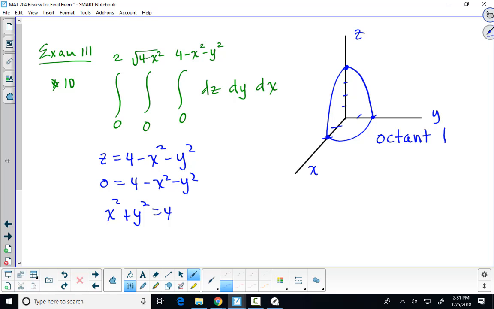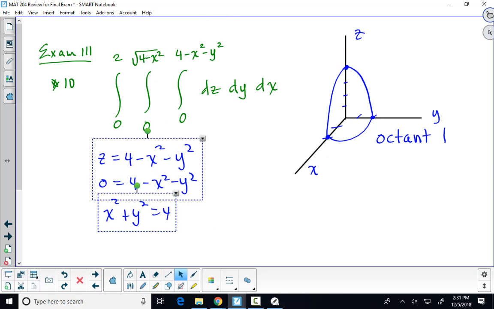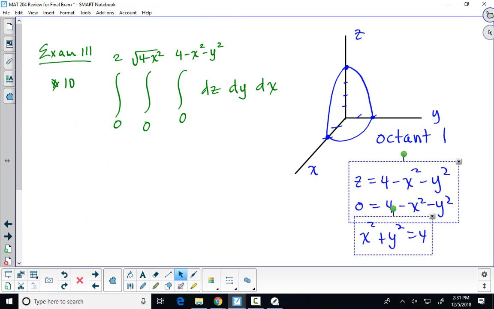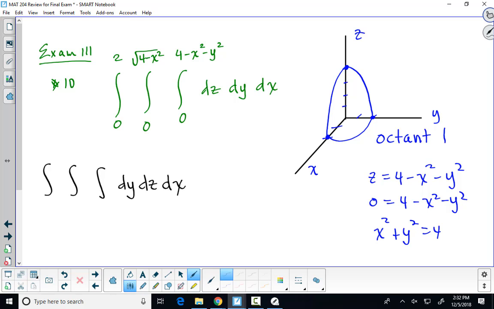Okay, so now let's convert to a different order of integration. Let's go with dy dz dx. So now we know that our surface equation is z equals 4 minus x squared minus y squared. So that's our surface written with z as the dependent variable.